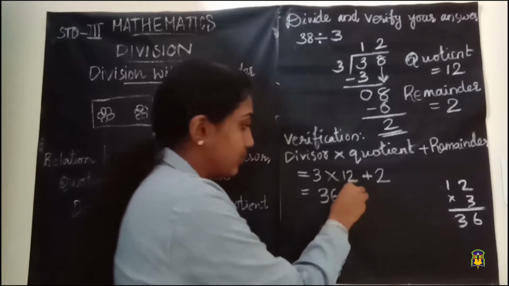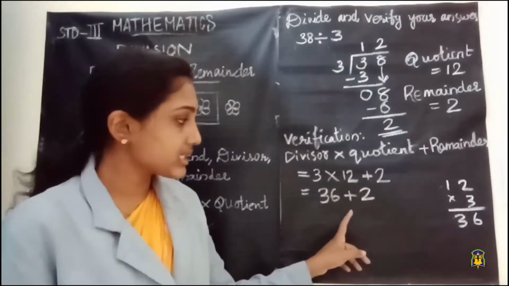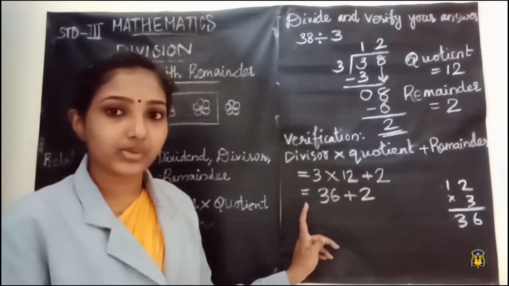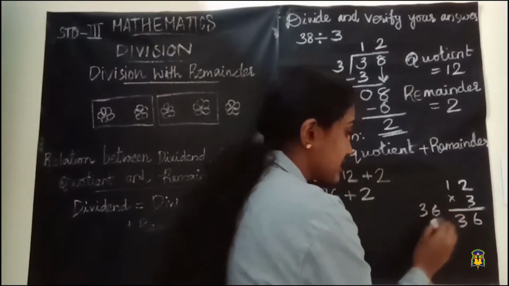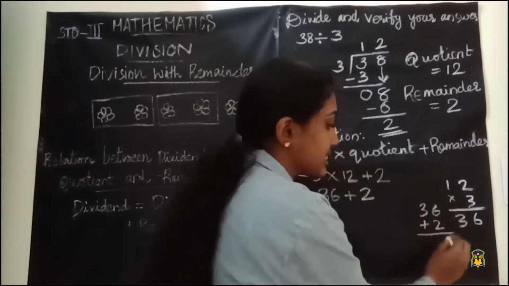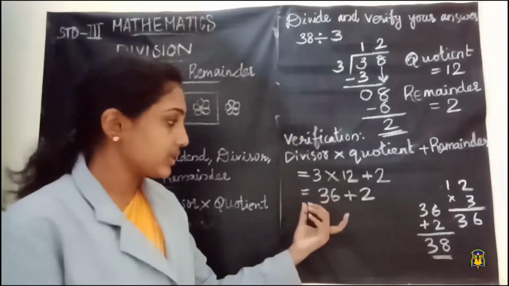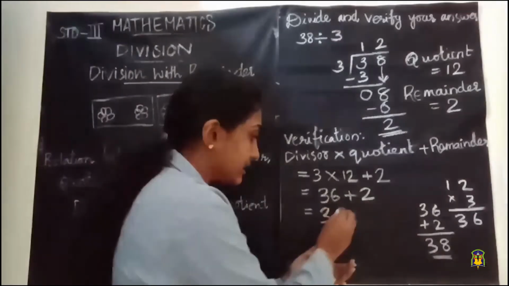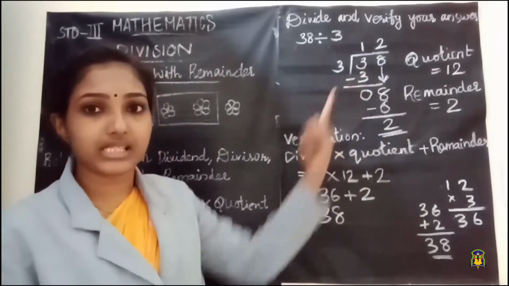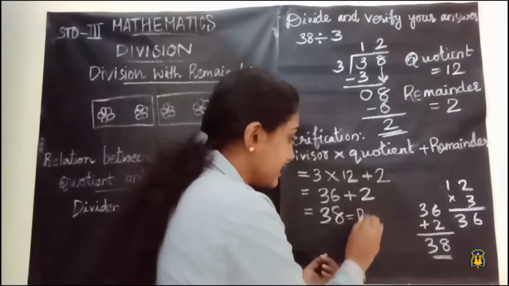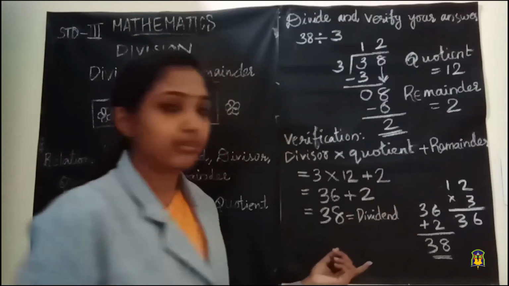Then it is not over. We have to add this 2, right? So it is plus 2. 36 plus 2. Adding 2 to 36, what will we get? 6 plus 2 is 8, take 3 itself. So 36 plus 2 we will get 38. Look, and this 38 is the dividend itself, right? So we got our dividend back, right?